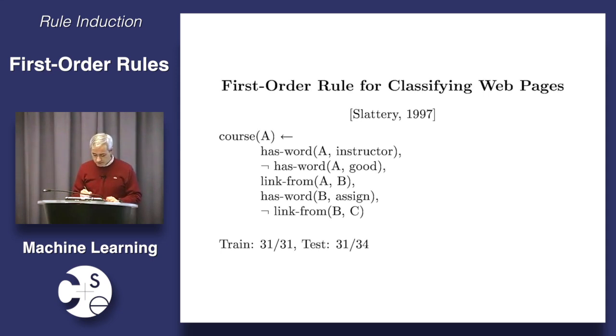Now, by the way, what is this last one here? What does this mean? This is actually the least obvious one, but it also makes sense, right? So this here says not link from B, C. What is this saying in English? Nothing links to page B. Actually, the other way around. B links to nothing. Remember, link from A, B is A links to B. So what this says is that B links to nothing, right?